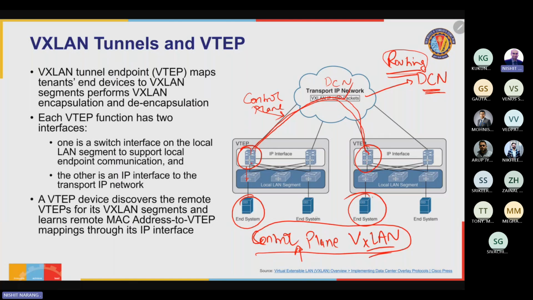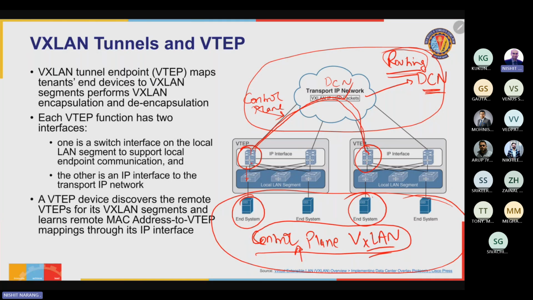Which VM is being serviced by which VTEP? That's the control plane in the overlay network. So I'll first talk about routing in the underlay network. Then I will talk about the control plane over the overlay network, and both these questions will get answered.